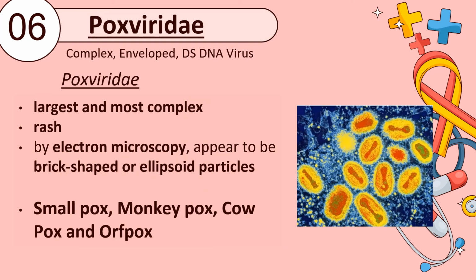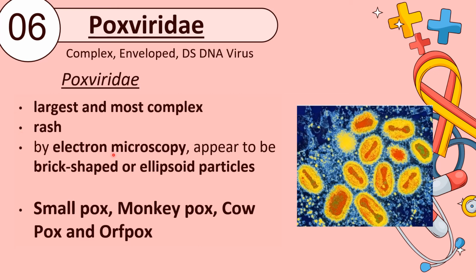The last family of the DNA viruses are the Poxviridae. Poxviridae are complex, enveloped, double-stranded DNA viruses. It is the largest and most complex of the DNA viruses infecting humans. And most of the infections caused by poxviruses are characterized by rash.